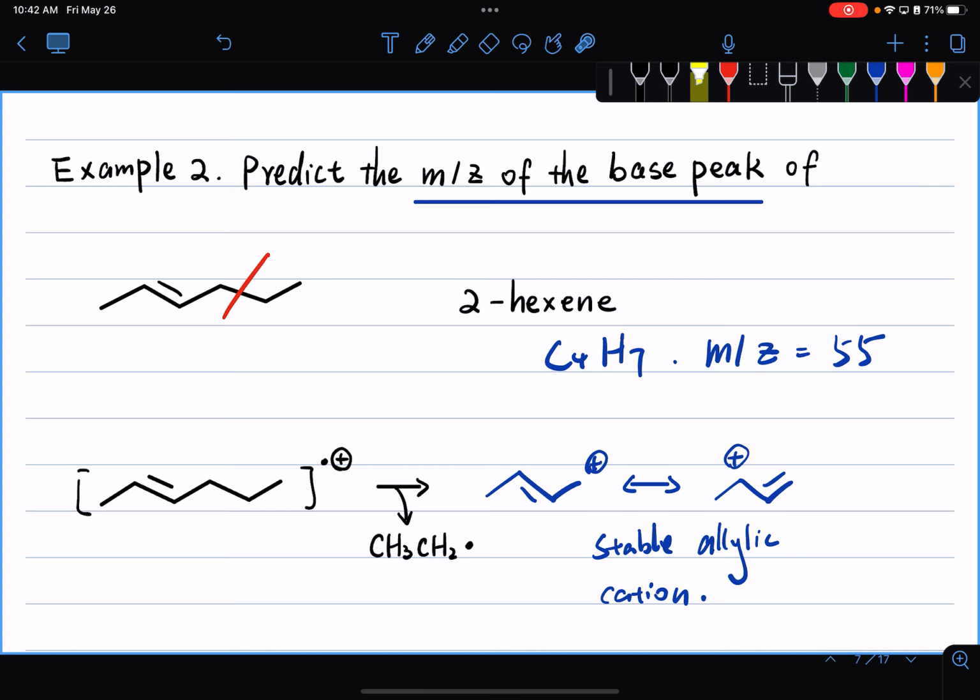You're just calculating this one. 48 plus 7, oh, 55. I didn't do that wrong. So yeah, you're just calculating the molecular mass of this fragment we're talking about.